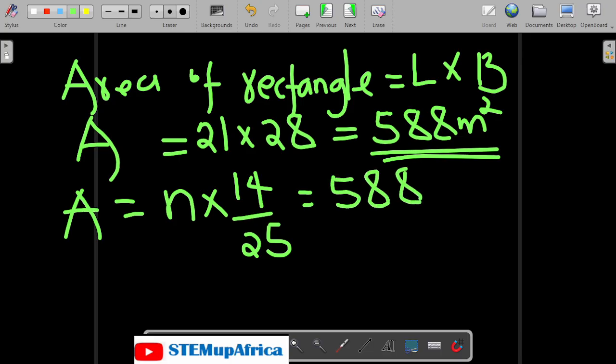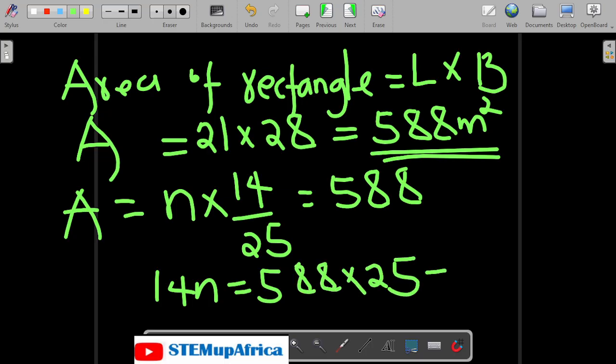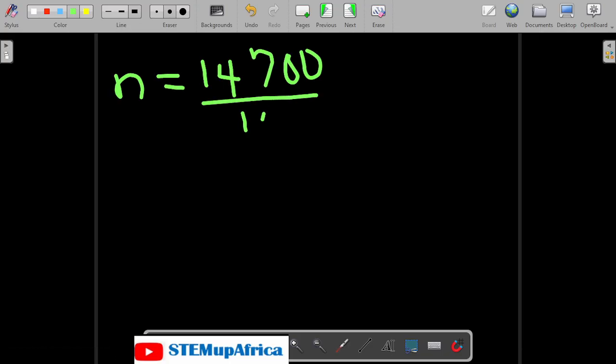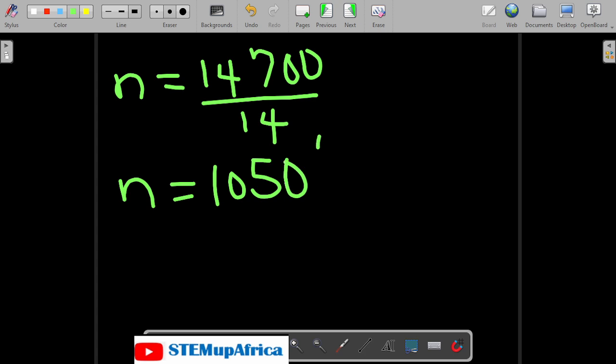588. So from here now, I can determine n. n represents the number of blocks. So I'm going to have 14n equals 588 times 25. What are we having? 588 times 25 will give us 14700. So the number of blocks n will be 14700 divided by 14, which gives us 1050 blocks.